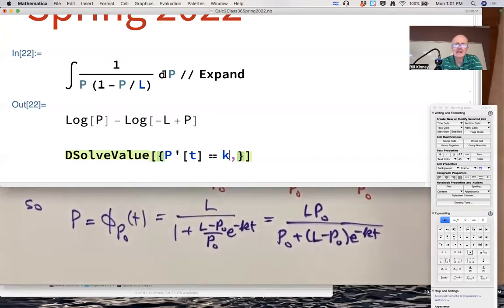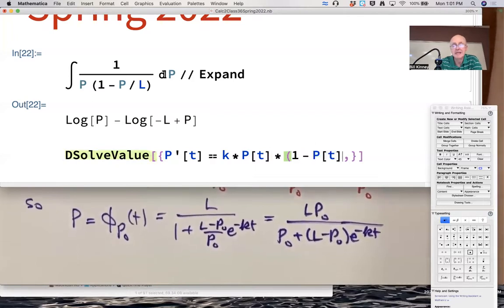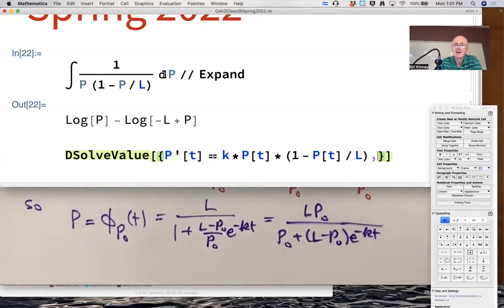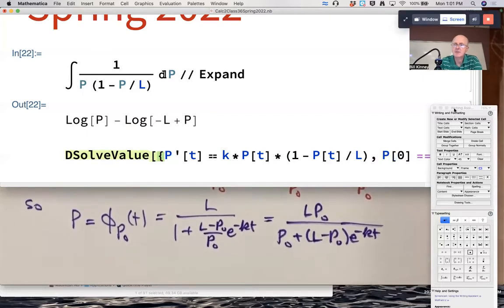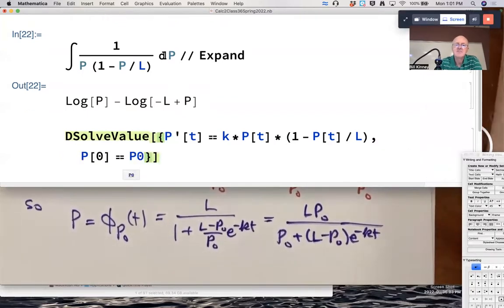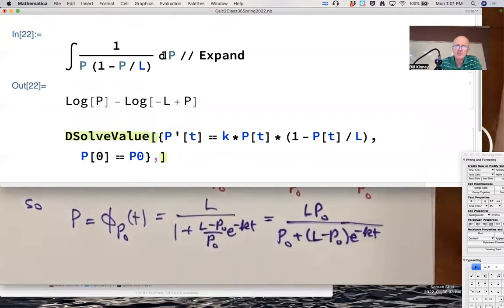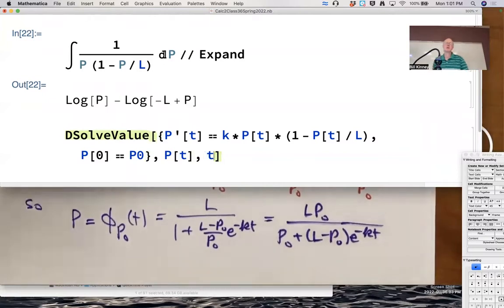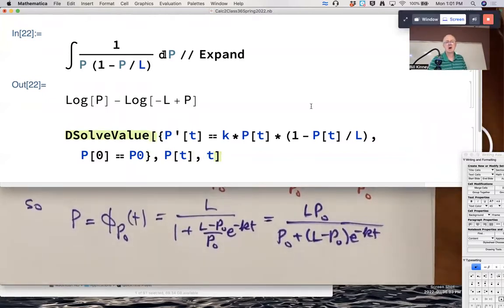The right-hand side is K times P of t. You do need to put P of t in there in Mathematica, not just a plain t, or not just a plain P. P of 0 equals, I'll type the P naught without a subscript. I'll just type P0 like that. Tab over, put a comma here, P of t, comma t. So this is saying to Mathematica, solve this differential equation right here using this initial condition, solve for the function P of t, and yes, the independent variable is t, not K or L, for example.